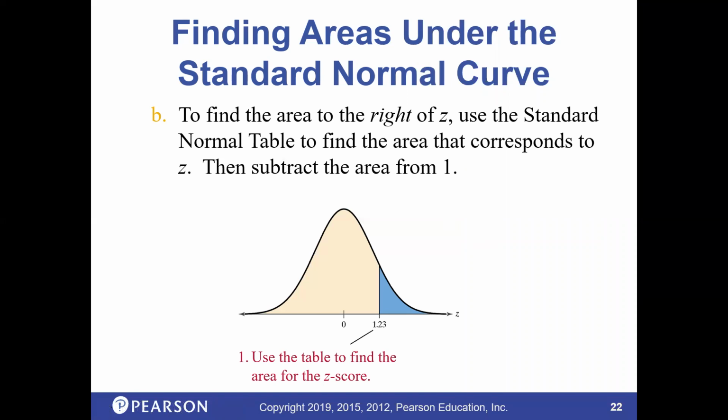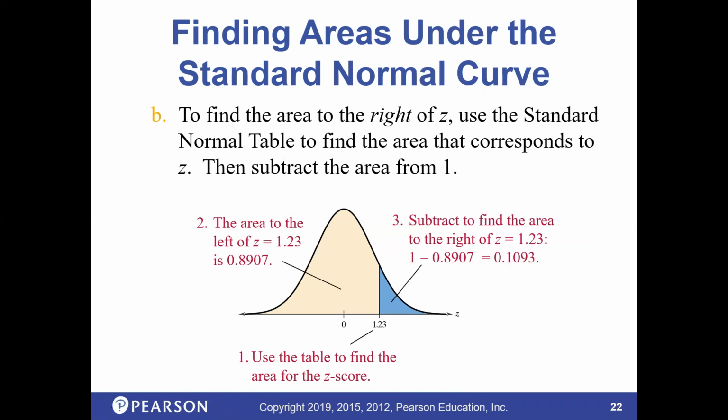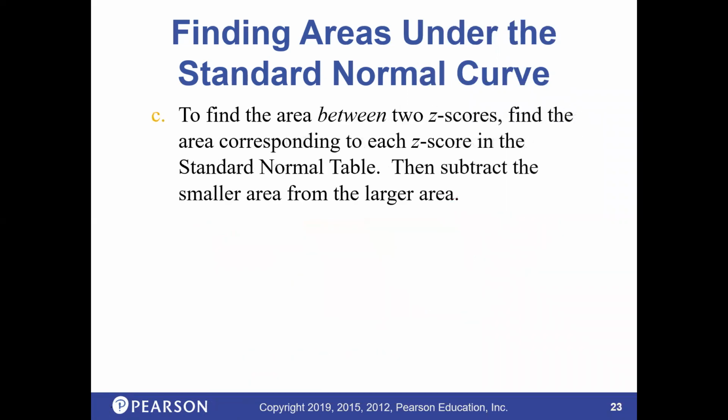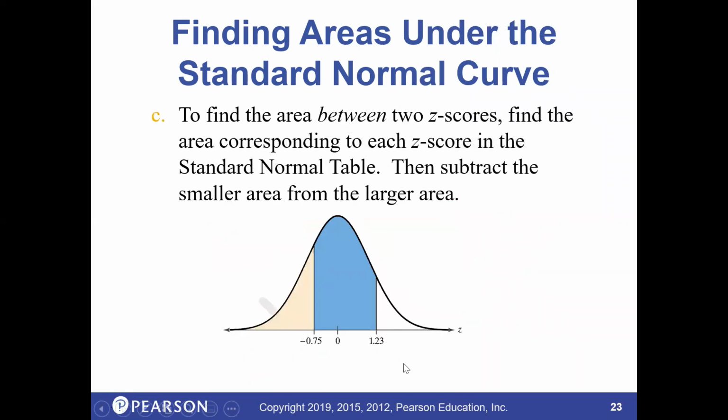How about if I want to find the area in between? Oh, let's finish up this one now here. So you could have just subtracted from 1, which is what we did, or you could have used the calculator. Any which way, you would have got 0.1093. Cool. Next one. I want to figure out the area in between 2 z-scores. In between a negative 0.75 and a 1.23.